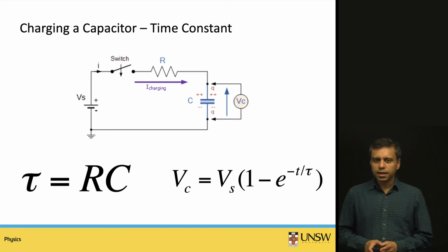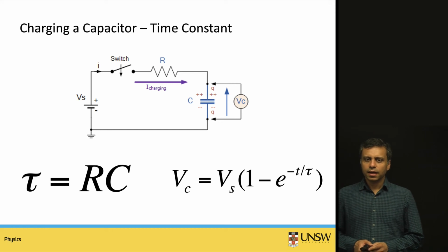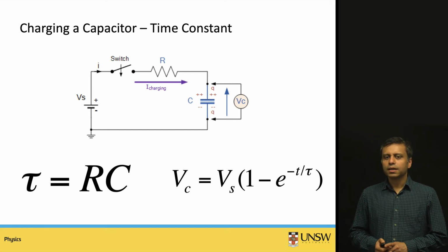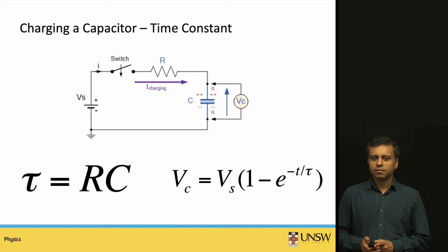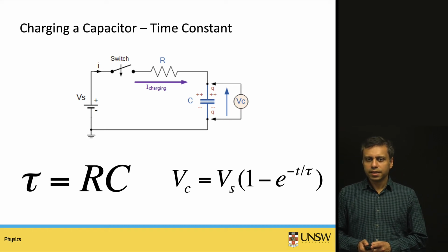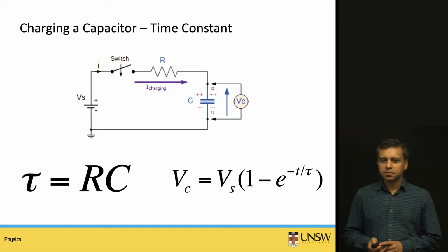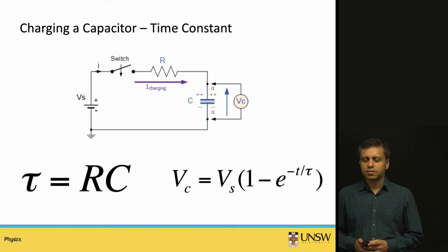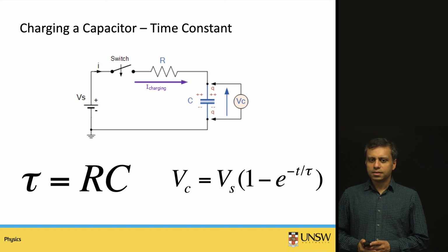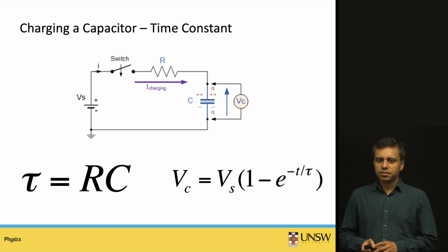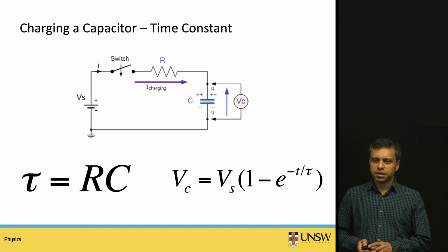When you connect a capacitor to a circuit and turn the switch on, the capacitor does not charge fully immediately. It takes some time to charge up. So there is a time that is associated with charging of the capacitor. It is called a time constant. It is defined as the product of the capacitance and the resistance, the load resistance of the circuit, R times C, and this is denoted as tau, the time constant.